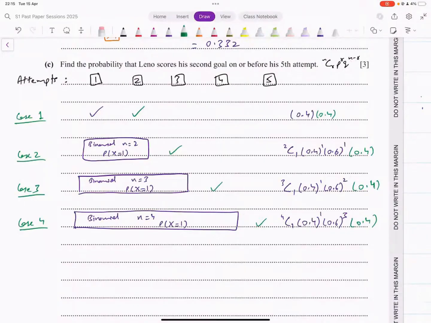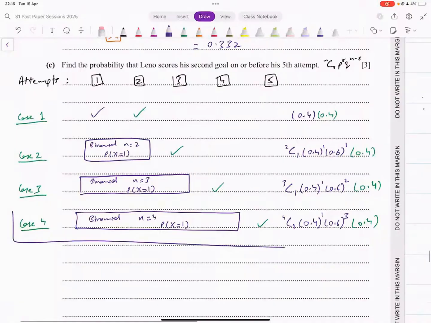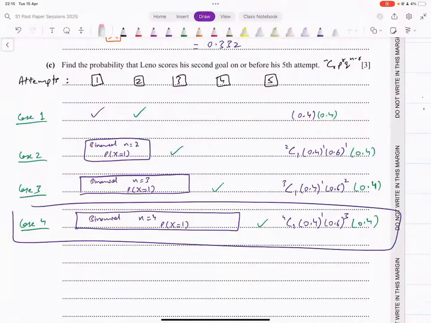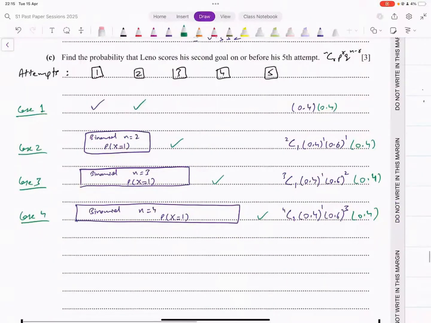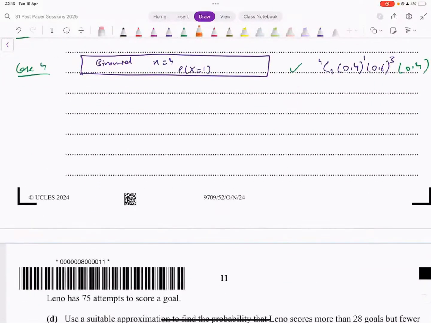Why are we using binomial? Because the question says the second success has to come on or before the fifth attempt. So let's just focus on one of these cases. Let's consider the last case. The last case is saying that the second success comes on the fifth attempt. So now we know, on the fifth attempt, we have the second success.